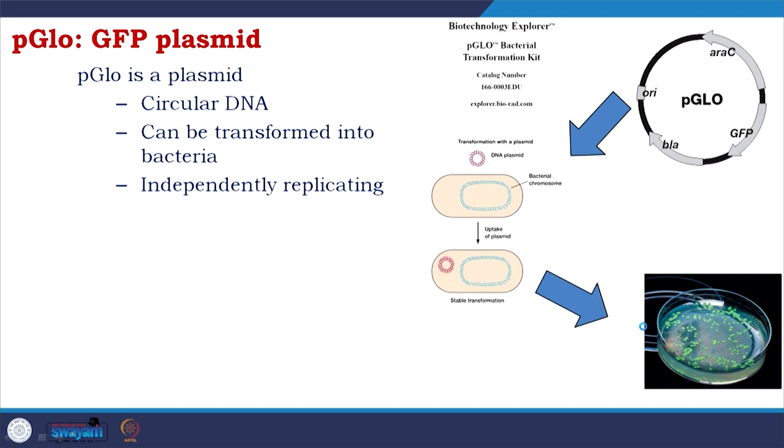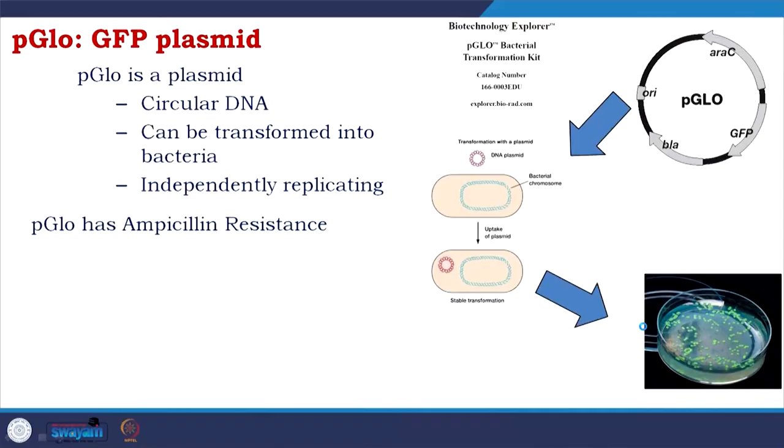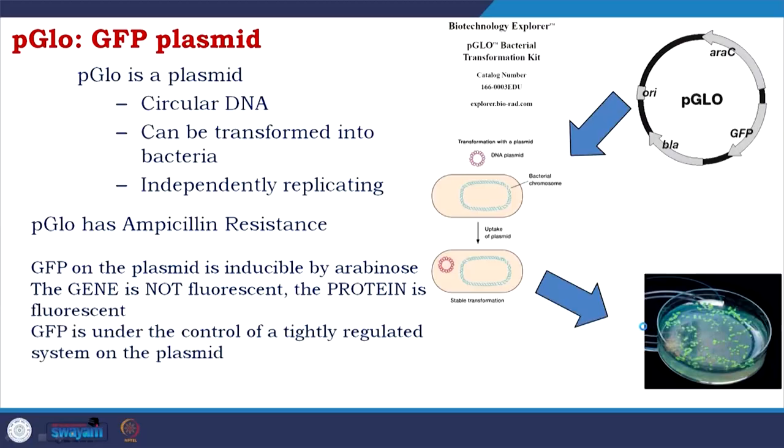And the revolution went further when there was a commercial plasmid, pGLO. pGLO is a plasmid with circular DNA, which can be transformed into bacteria and replicates independently. So you have the plasmid, you put your gene in, you put it into bacteria or other organisms, and you track that with the expression of the green fluorescent protein. It is ampicillin resistant, so you could mark it. Here the GFP on the plasmid is inducible by arabinose, which means that the gene is not fluorescent, the protein is fluorescent. You could produce the protein by regulating arabinose. So the GFP is under the control of a tightly regulated system on the plasmid, and the GFP will only be turned on when arabinose is present.